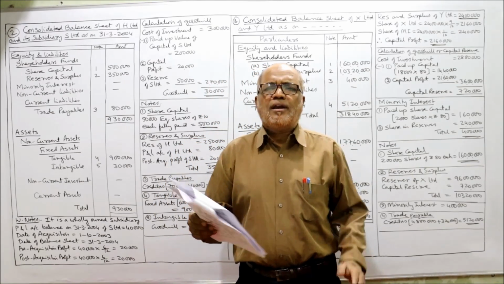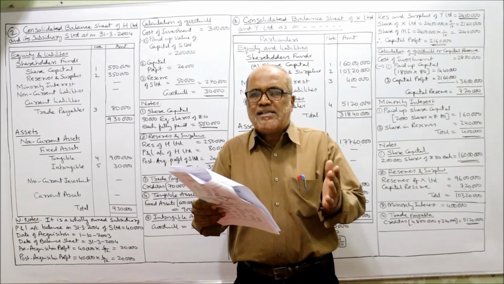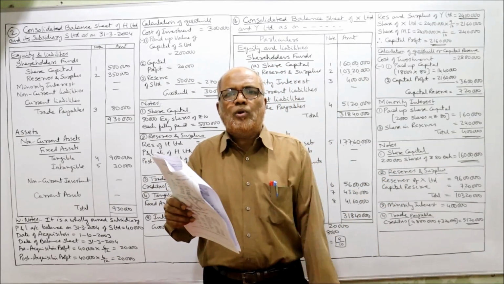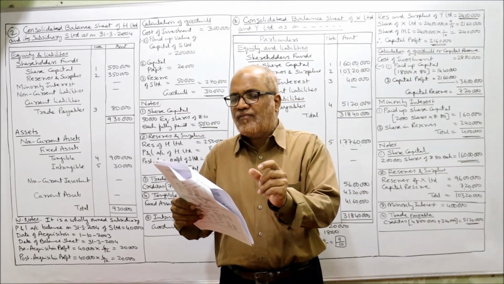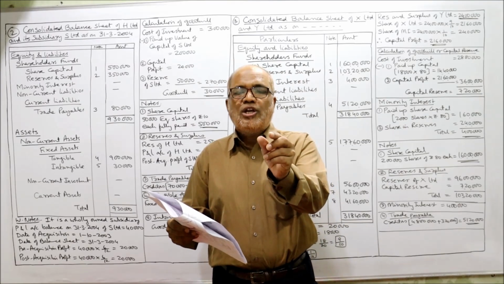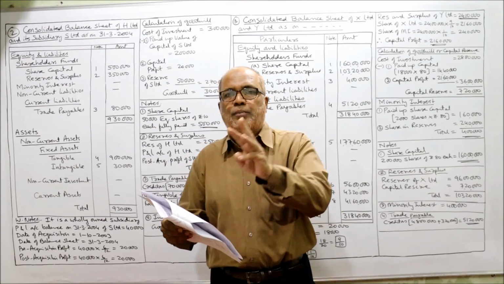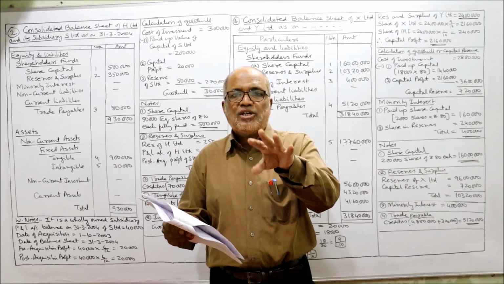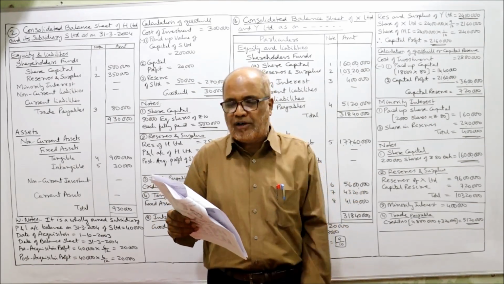Then creditors. Creditors we simply add up in the consolidated balance sheet. Sundry assets, we simply add up both sundry assets. 100% shares of S Limited, 3 lakh. That means investments. H Limited has made an investment in S Limited for an amount of rupees 3 lakh. The purchase price is 3 lakh. 100% shares, no minority interest.